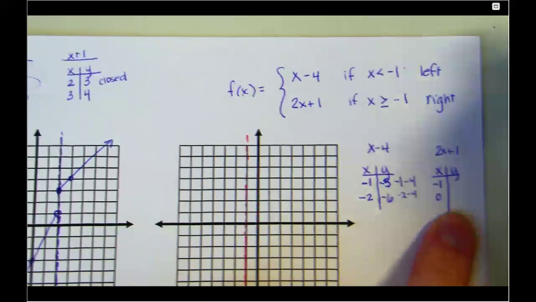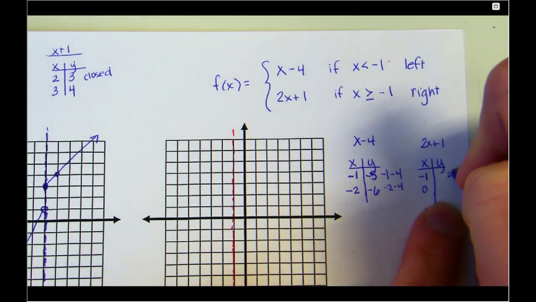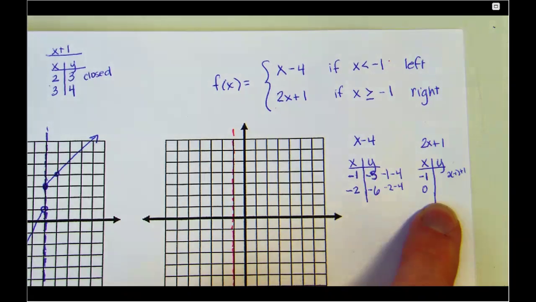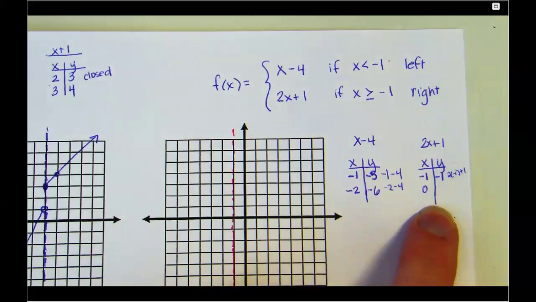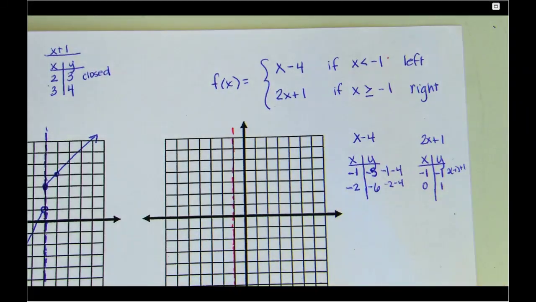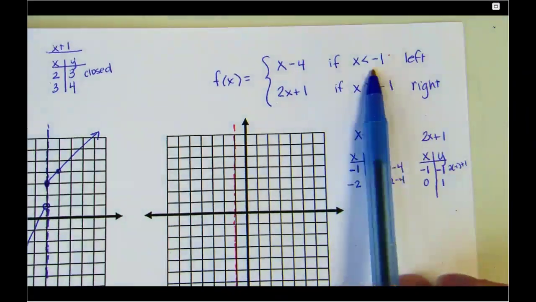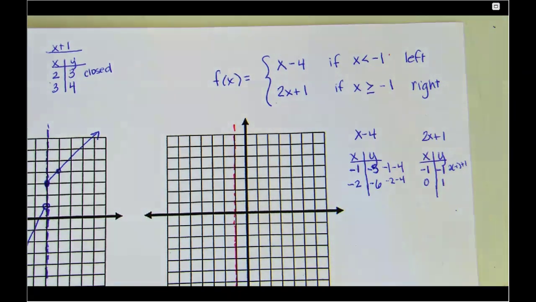Okay. Over here, we're going to plug in -1. So 2 times -1 plus 1, what is that? -1. And when you plug in 0, what do you get? Positive 1. Guys, I always use 0 if I can. I can't use it on this one because 0 is not less than negative 1. But if I can use 0, I use 0 because it's easy math.